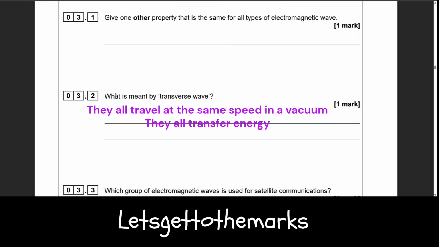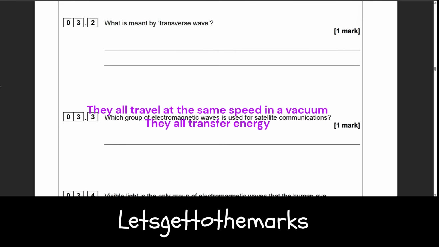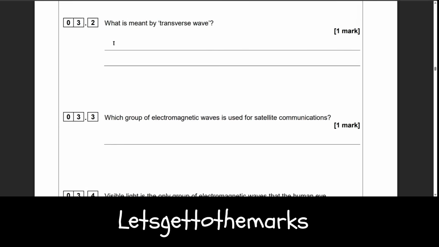Right. What is meant by a transverse wave? Sometimes this is two marks rather than one mark, but it's probably easier to get the mark like this. Essentially, you've got two types of wave: longitudinal waves and transverse waves. Why don't you pause the video, see if you can remember the definition? All right, I'm going to go through it.